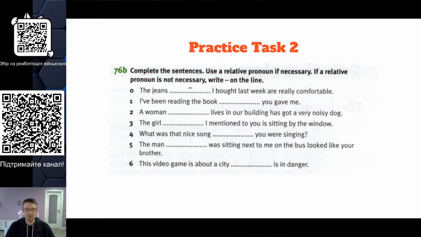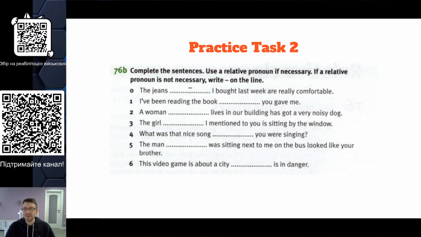I've been reading the book you gave me. You gave me the book. The book is the object of the relative clause, and so we can skip it, we don't need to use it. Of course, in the real world, you can say, I've been reading the book which you gave me, I've been reading the book that you gave me, but our task here was to use a relative pronoun only if it's necessary. And here it is not. So we can skip it and we're good.